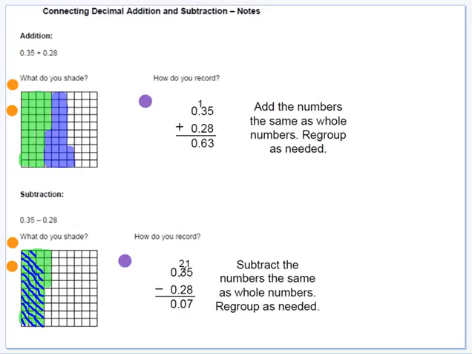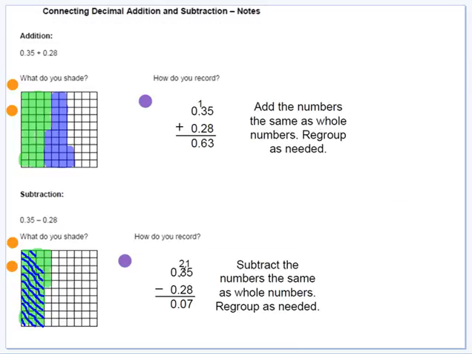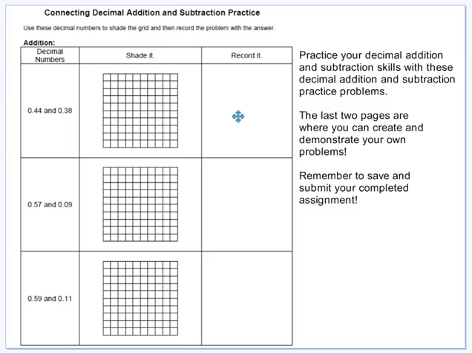Now what you're going to do on the rest of this paper is do that for yourself. So you're going to represent addition of decimal numbers and then record it. So you'll shade in your hundredths grid, and then where it says record it is where you show me the regular algorithm, okay? So in your hundredths grid, you're going to shade like I did here. Where it says record it, you're going to put your regular algorithm, just adding the two numbers together.